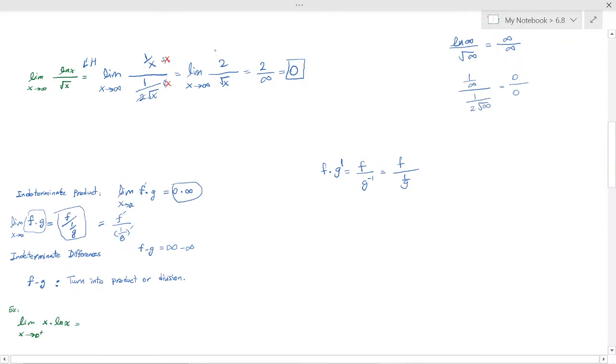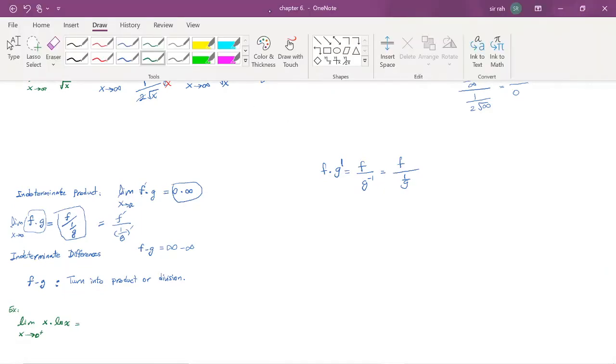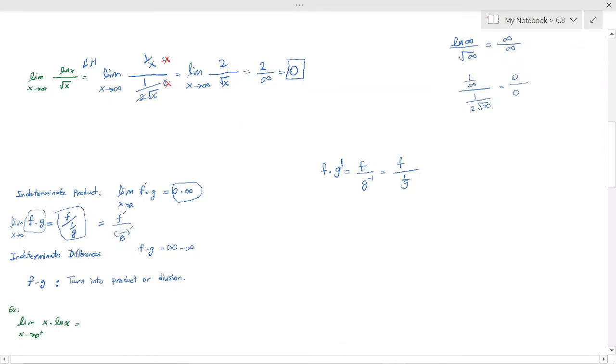So let's see. Change this color back to red, sorry. Okay, so let's do these examples.